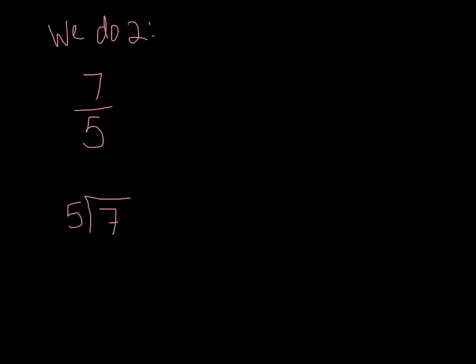Be sure you're copying this down. And 5 is only going to fit into 7 once. And then I do 7 take away 5 is 2. My remainder becomes my numerator. Divisor becomes my denominator. So 7/5 is the same as 1 2/5.